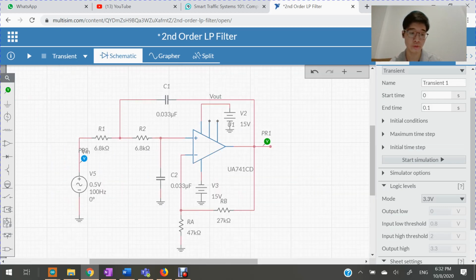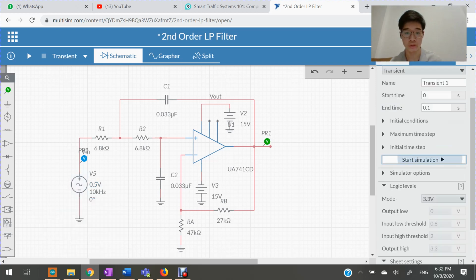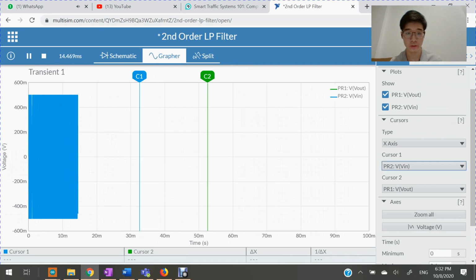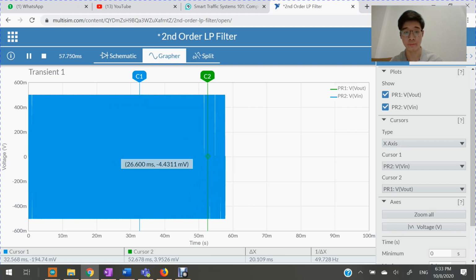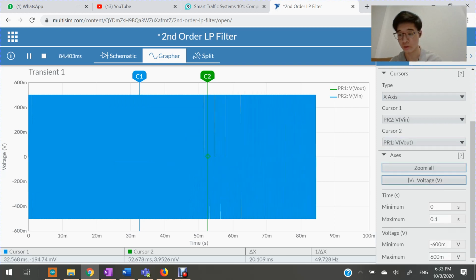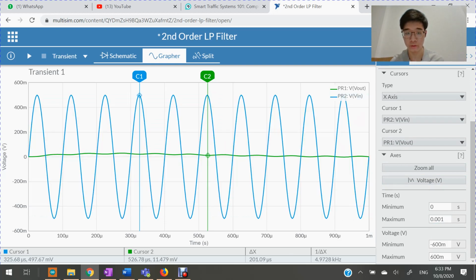Next I will do a quick comparison of 100 Hz and 10,000 kilohertz, just to show you a difference. Alright, so obviously for 10,000 kilohertz, there are many more oscillations for the input. So I'll just try to focus it at a smaller value, and there we have it. So this is the transient response at 10,000 Hertz, which shows the Vout value drops dramatically.